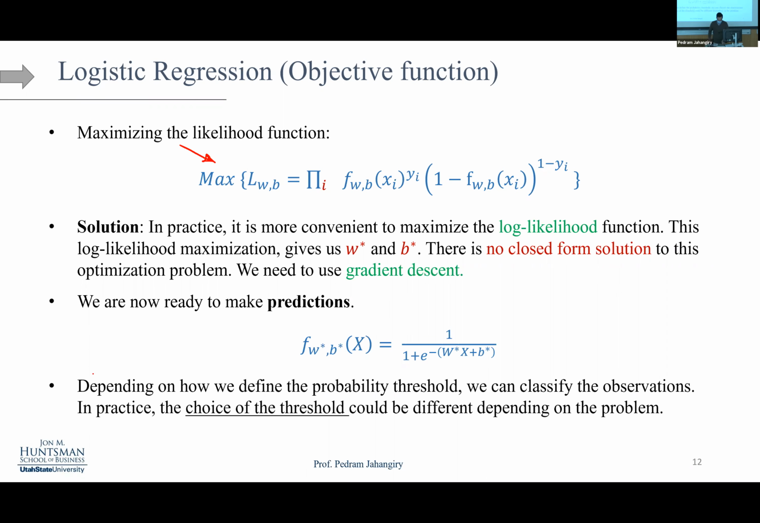By the way, looking at the logistic regression model, is it parametric or non-parametric? Do you remember the definition of parametric versus non-parametric? If you're imposing a functional form, are we imposing a functional form here? The answer is definitely yes. This is the functional form that you're imposing: 1 divided by 1 plus e to the power of minus something, a linear combination. So definitely it's parametric, okay? And depending on how we define a probability threshold, we can classify observations. In practice, the choice of threshold can be different depending on the problem. We're going to look at some examples.